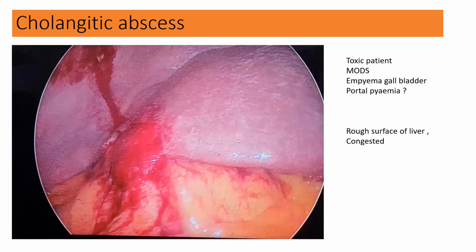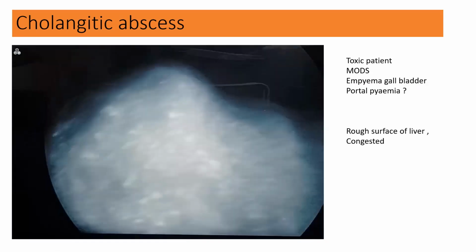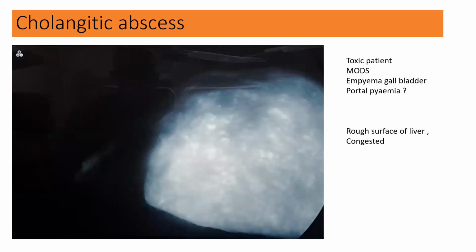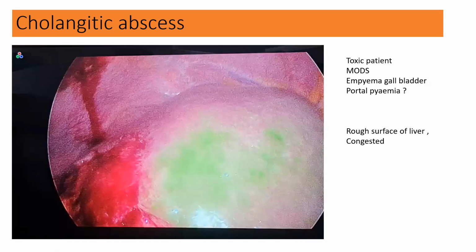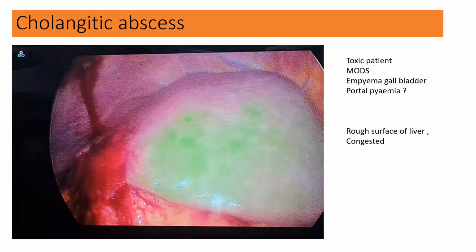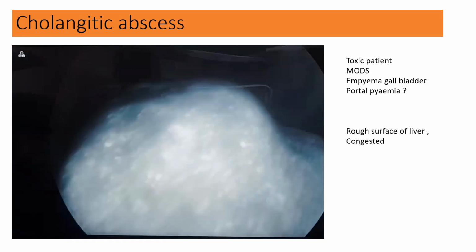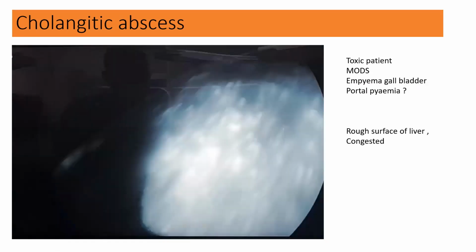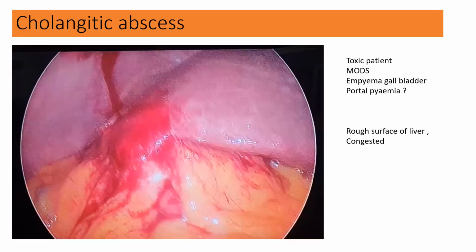So we will turn on, yeah. Now we can see the illuminated and non-illuminated areas. Abscess will have non-illumination, and the liver cells will have illumination. So this is a classical picture of multiple cholangitic abscesses. So that is how we can warn the patient, and we can step up our antibiotic profile by doing this.